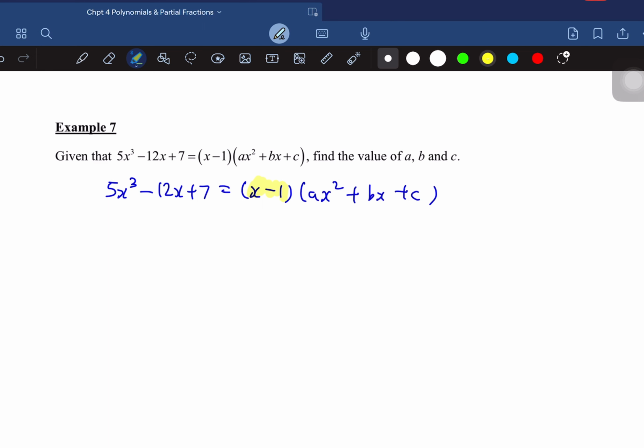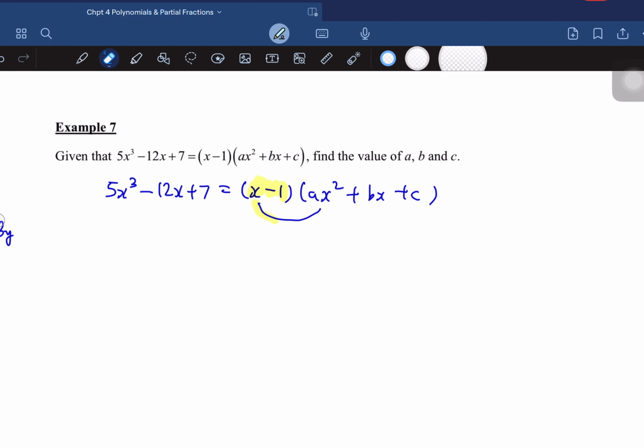So if any of you just want to master one method, for certain questions like this example, if we sub in 1, this question totally cannot be solved. So we need to be able to master all methods and apply them in any situation. So now we have no choice, we have to compare. Just nice, you can see x times ax square is ax cubed, so we'll just compare the coefficient of x cubed.